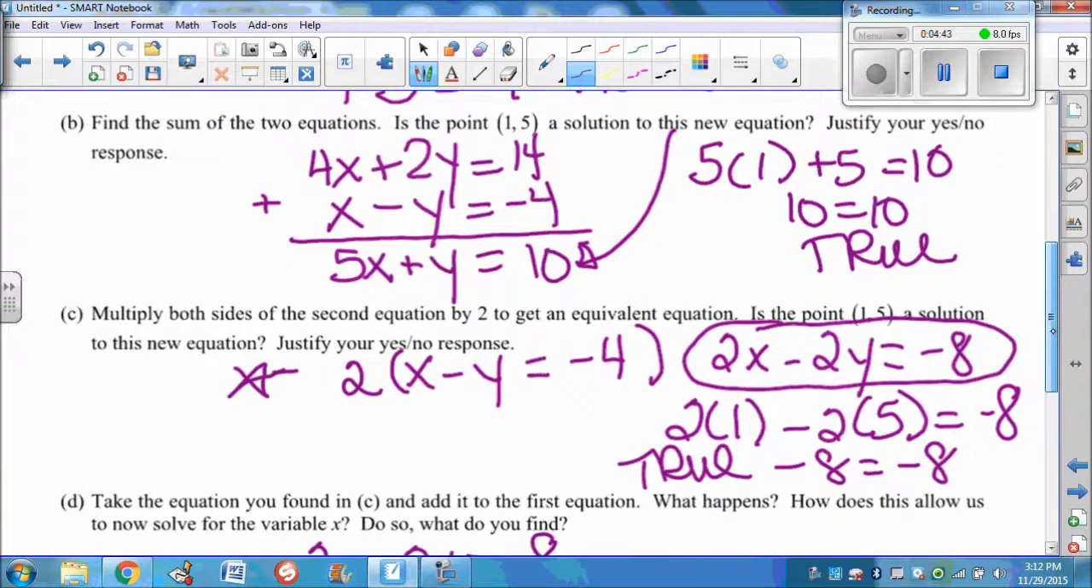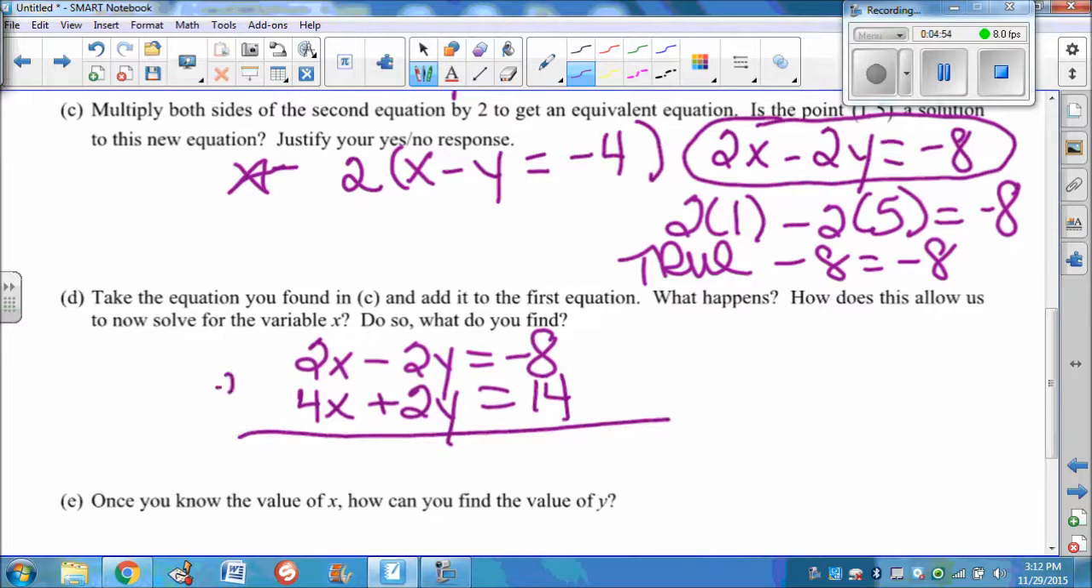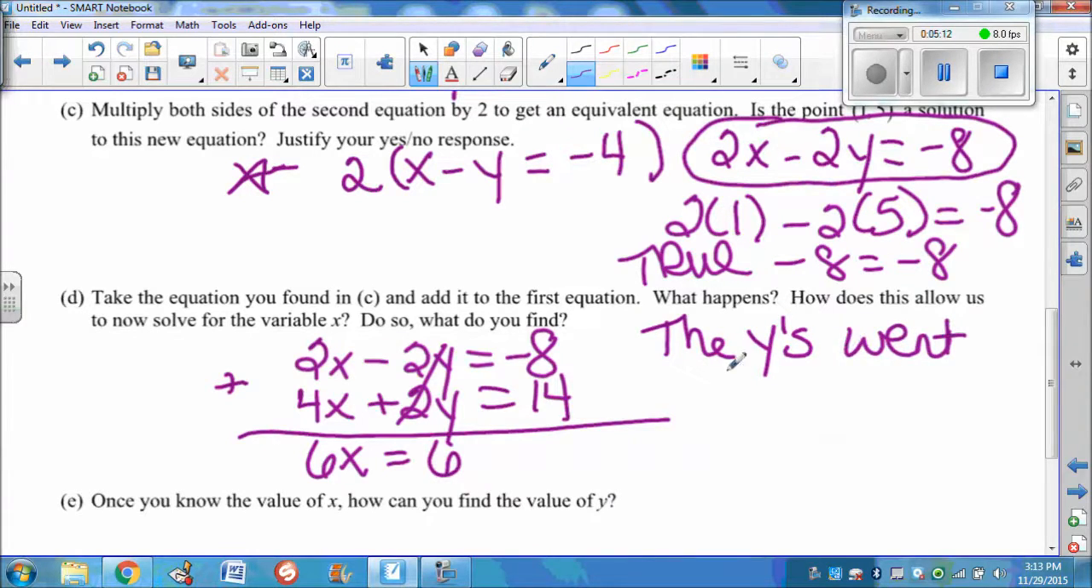Our first equation was 4x plus 2y equals 14. And they're asking, what happens? Again, combining like terms, we end up with 6x, and -2y plus 2y goes to 0, equals 6. And it says, what happens? Well, the y's went to 0, right? We ended up getting rid of a variable.